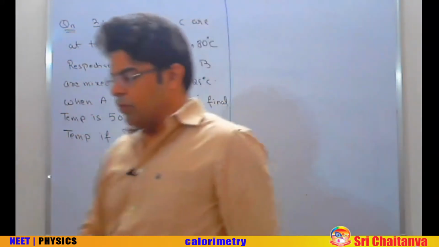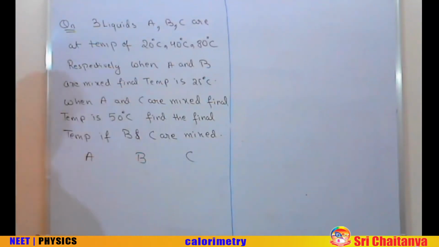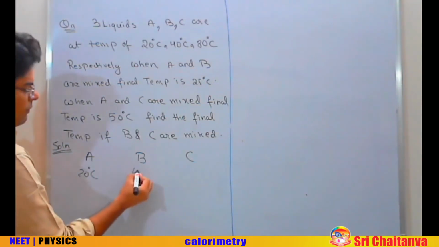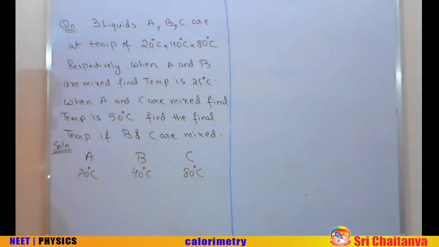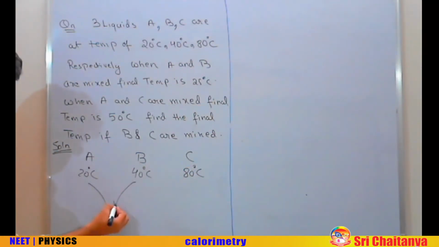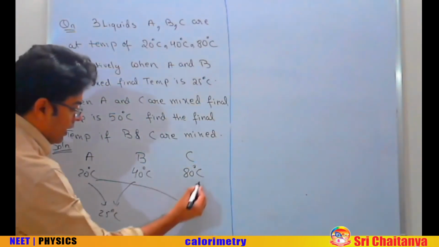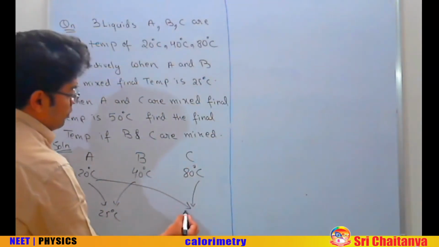So here you have 3 samples, A, B, C. A has an initial temperature of 20 degrees centigrade. B has an initial temperature of 40 degrees centigrade and C has an initial temperature of 80 degrees centigrade. When A and B are mixed, the final temperature comes out to be 25 degrees centigrade. When A and C are mixed, the final temperature comes out to be 50 degrees centigrade.